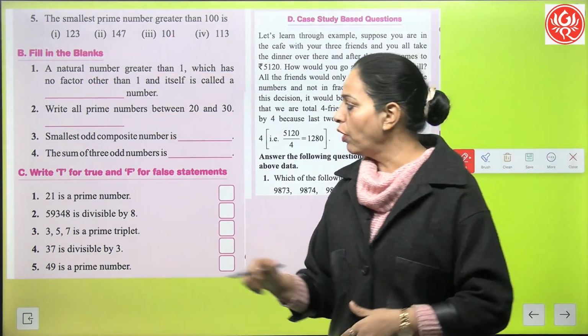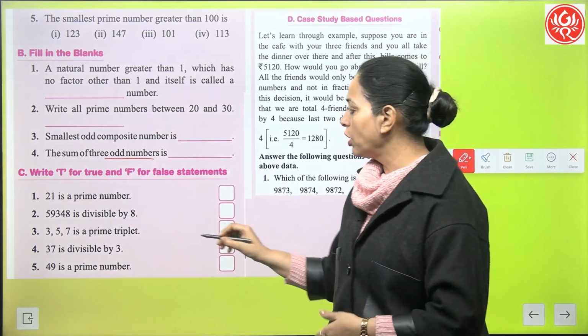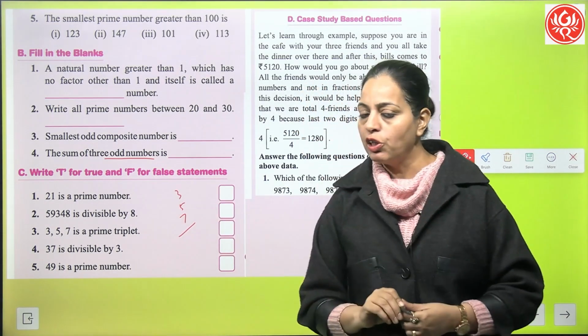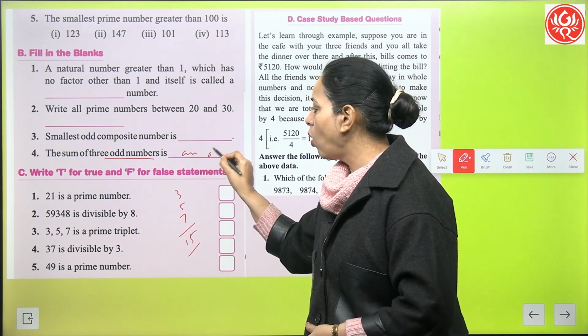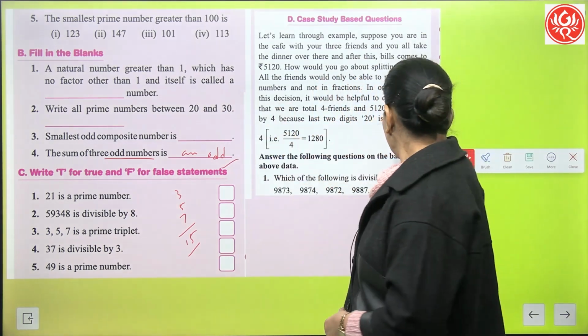Okay. Now the fourth one: the sum of 3 odd numbers is. Take 3 odd numbers: 3, 5, 7. Sum them, what will you get? You are getting 15. So this is an odd number, right? So I hope these are clear to you.